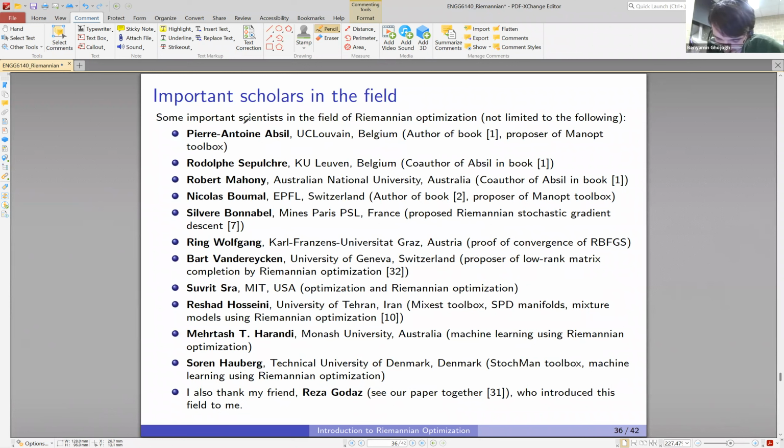Also, some important scientists and scholars in the field of Riemannian optimization, some of whom are here. There are many of them. Pierre-Antoine Absil at UC Louvain in Belgium. Many of them are actually in Belgium. He is the author of book 1. The most important scholar in this field is Absil. Book 1 is the most important book in Riemannian optimization. He is also the proposer of the Manopt toolbox.